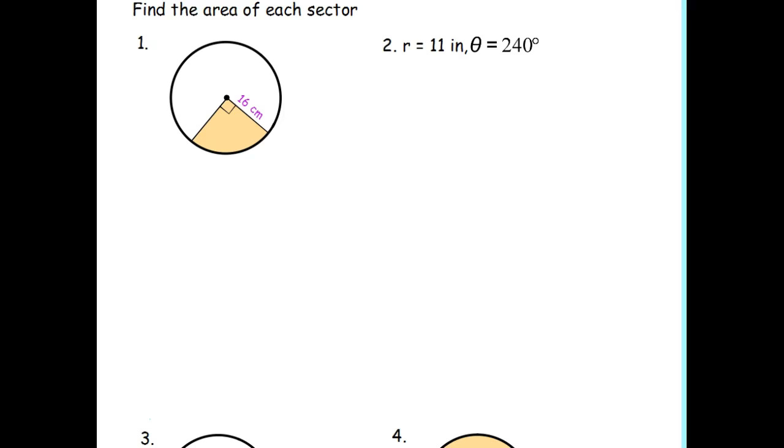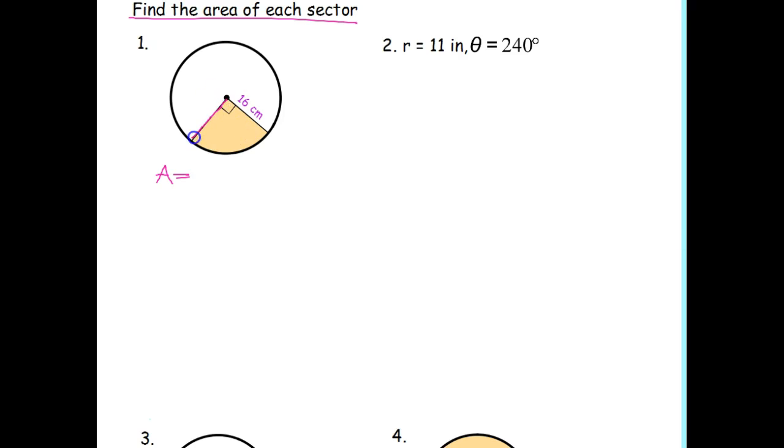All right, so the first thing we want to do is start off by writing down the formula. We're finding the area of each sector. Remember, the sector is the wedge. So what we're doing is trying to find the area of just this wedge in here.